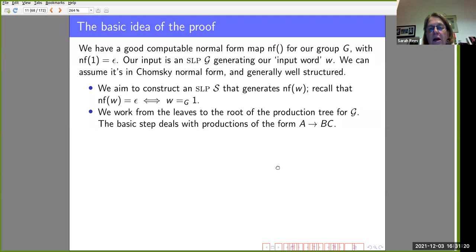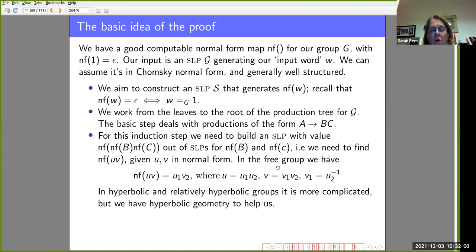We have to construct a new straight line program that generates the normal form of the input word. We work through the production tree corresponding to this straight line program, which remember is in Chomsky normal form. The basic productions in this tree are of the form A goes to BC. So we have to know what to do to the productions of the form A goes to BC in order to create productions in the tree that generates the normal form of W instead of W. We're going to convert it one production at a time.